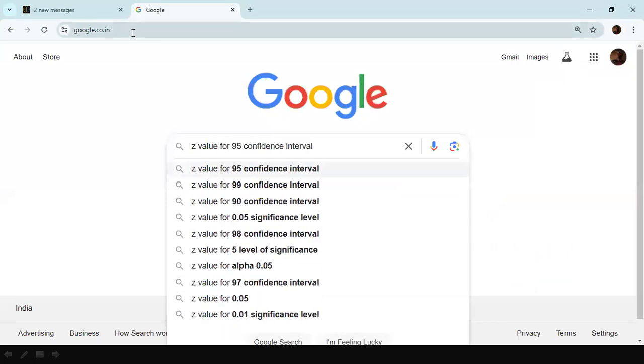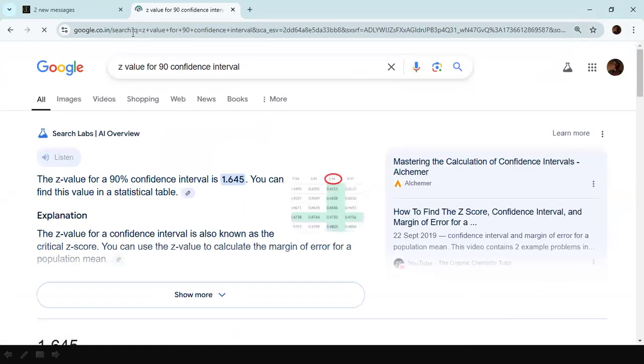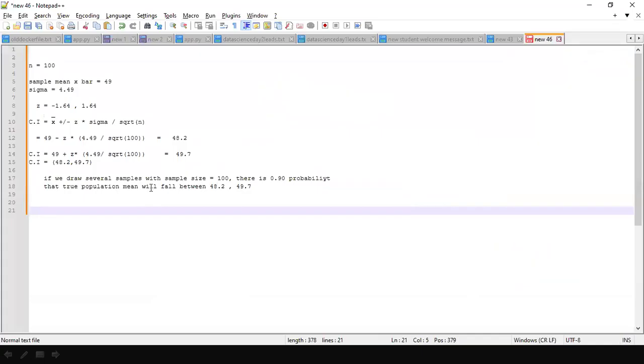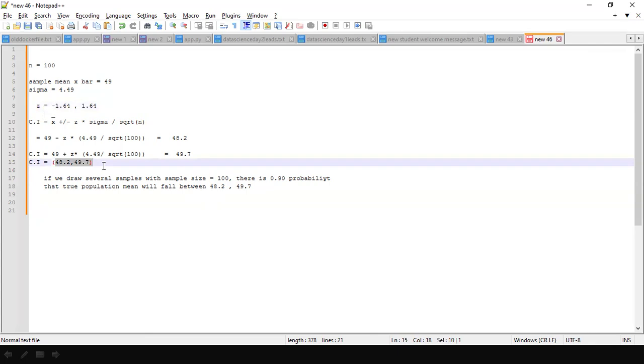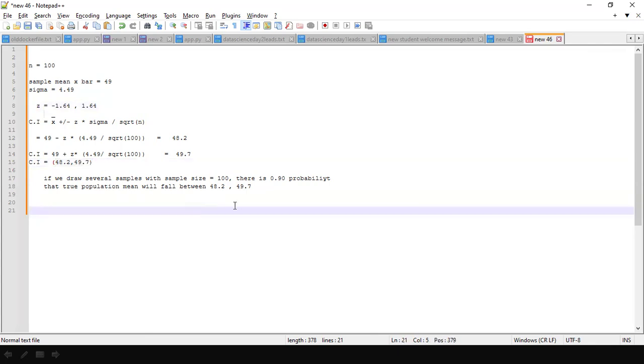90% confidence interval. Yeah, 1.645. So if it is for the lower bound, you need to use minus 1.645. For the upper bound, you need to use plus 1.645. And if you simply plug in the value, you will get the confidence interval value. Got it? You can also check it on the internet.